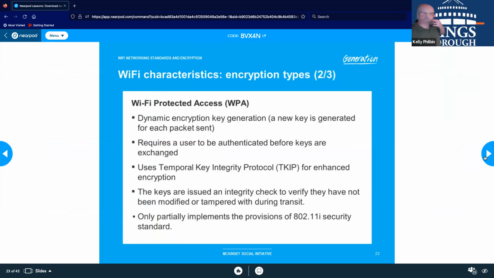All right, after that, we had to move on, get something a little bit better. So we moved to what's called WPA, or Wi-Fi Protected Access. Instead of using a static encryption key, it is using a dynamic key. So a new key is generated for every single packet that is sent over the internet. But the thing is, it requires the user to authenticate who you are before the keys are exchanged. You're doing a key exchange here.